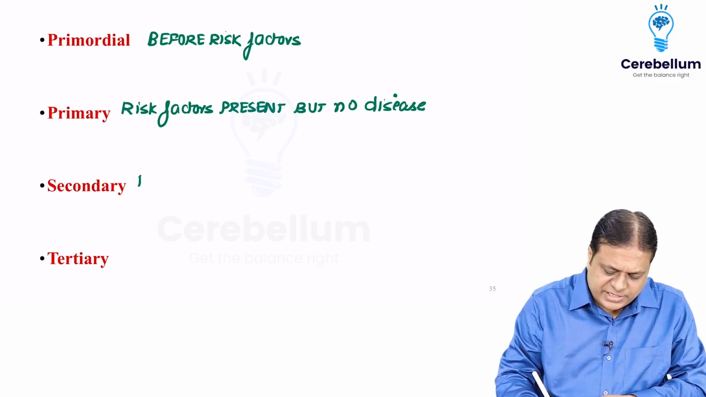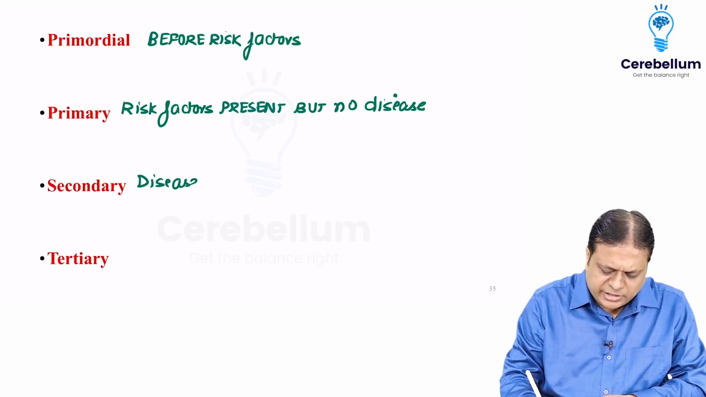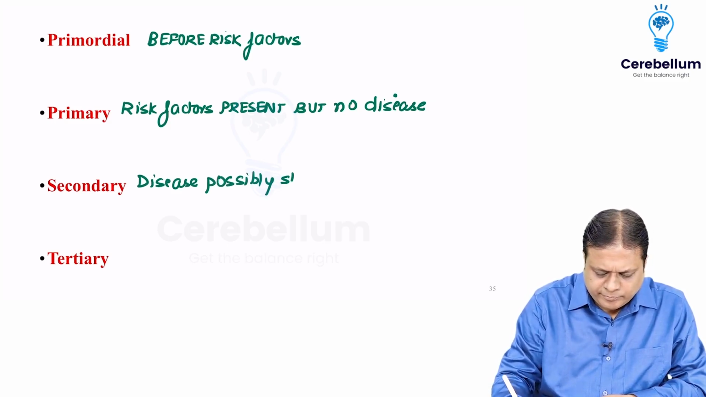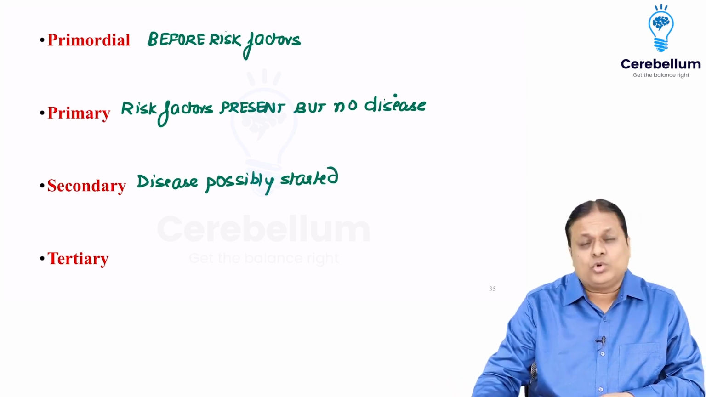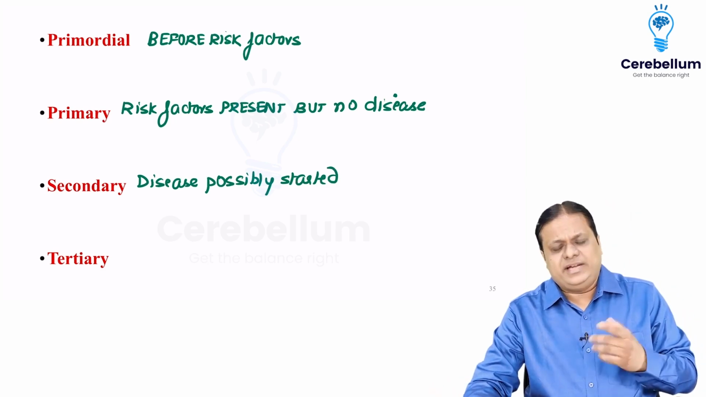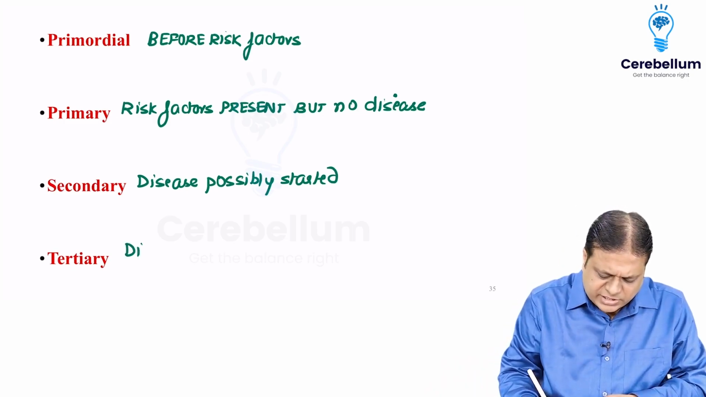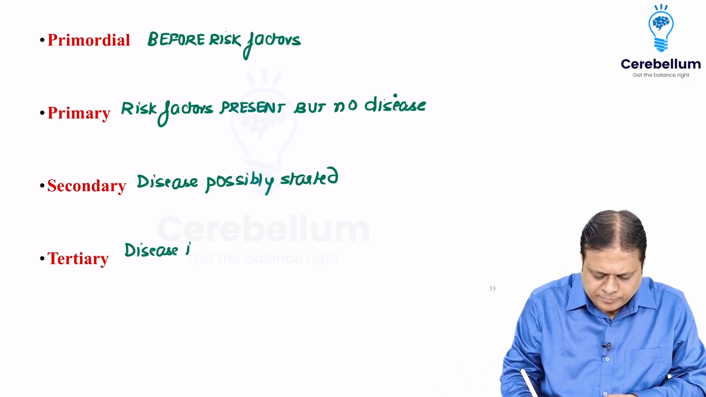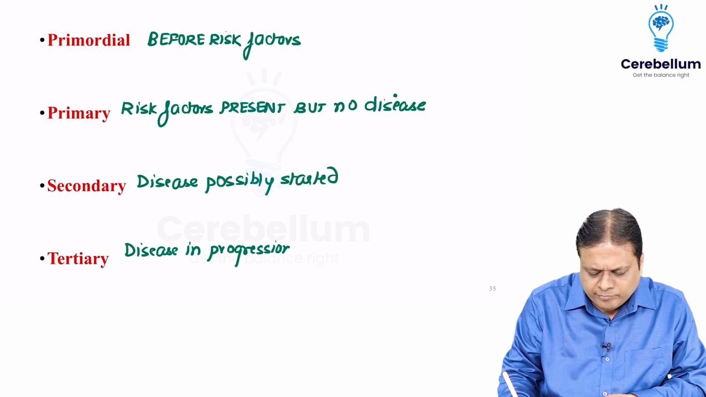Secondary level, disease possibly started in the body. Now you can only diagnose or treat. And tertiary is applied when disease is in progression or it is over in the body with or without sequelae.